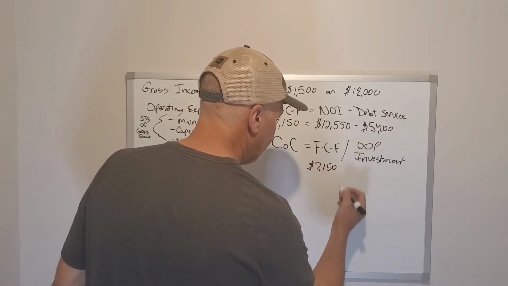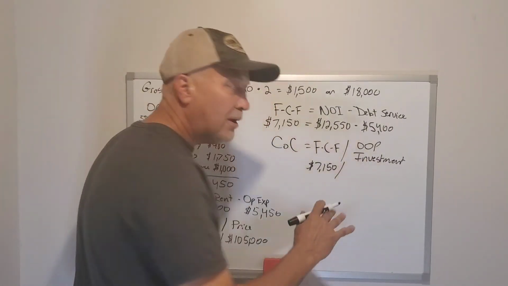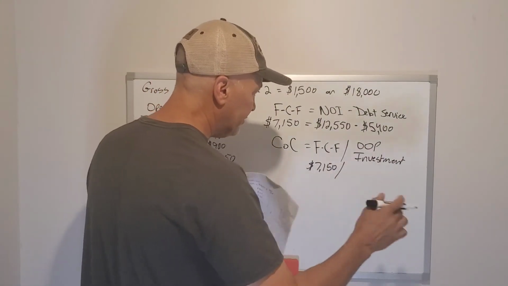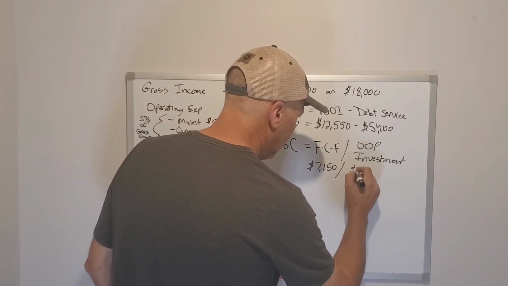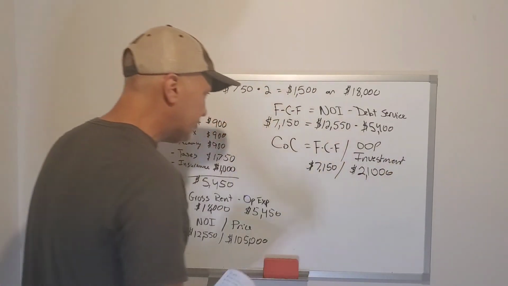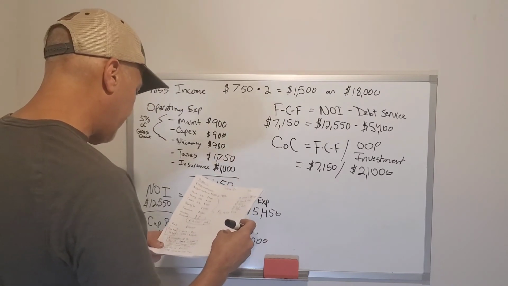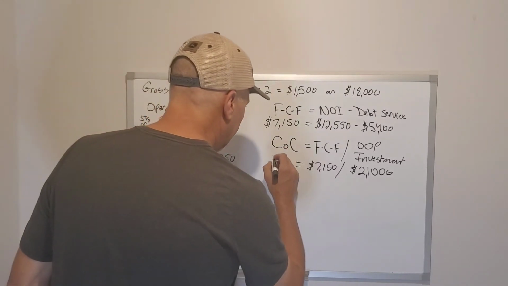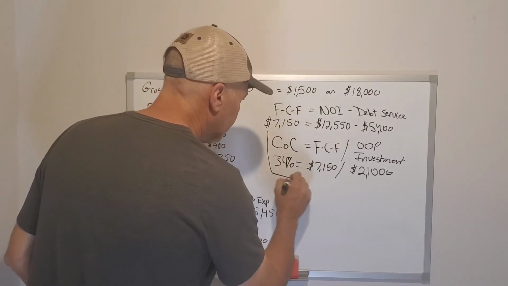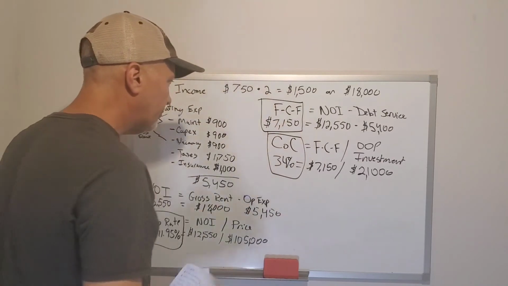So we have $7,150 free cash flow, and we'll divide that by our out-of-pocket investment. I'm just going to use the 20% down payment for this, just to keep it simple, and that's $21,000. And so that equals a cash on cash return of 34%. So this one's really important. Your free cash flow is really important.